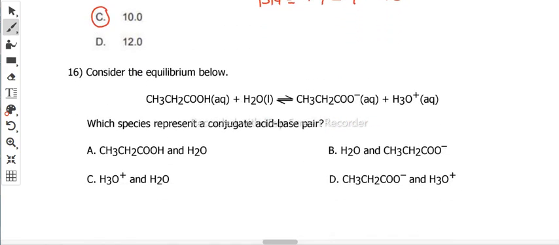Continuing with 16, consider the equilibrium below. Which species represent a conjugate acid-base pair? So we're going to look for the conjugate acid-base pair. Starting with propanoic acid, it turns into propanoate. This is an acid, a proton donor. This one is the conjugate base for the acid. This behaves as a base, a proton acceptor, and this is the conjugate acid. So where is my conjugate acid-base pair? It is the hydronium ion and the water as well.